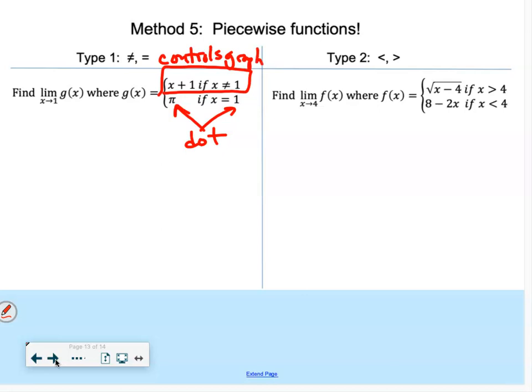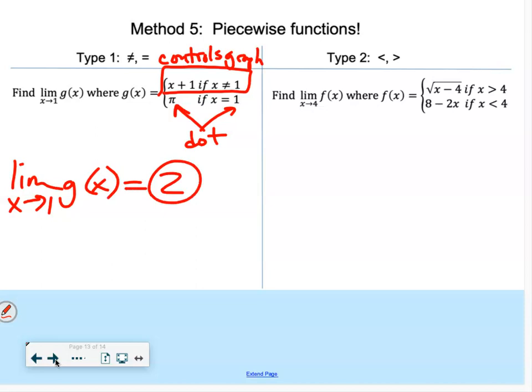Which one do you think we would use for our limit, the top or the bottom? The top. So for this limit you just plug a 1 into the top, and that's your limit. So when you have a not equals equals, the not equals controls every single x value on the graph except at that dot. Does a dot affect the limit? No. So you got that.